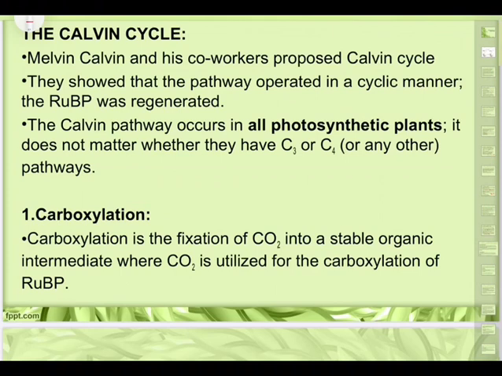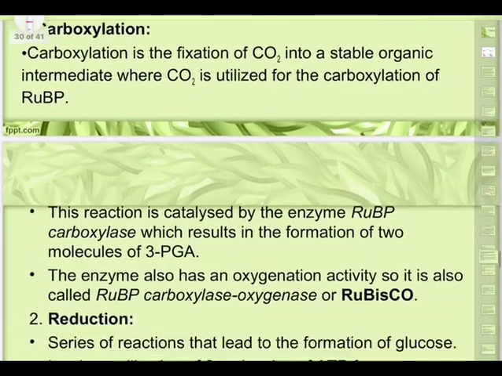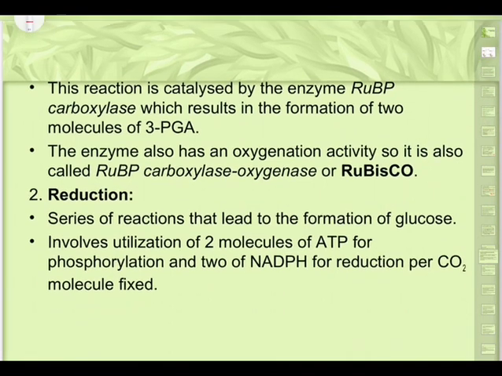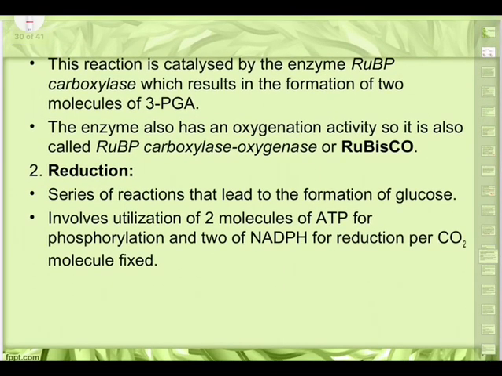Calvin and his co-workers proposed the Calvin cycle with these 3 steps. They showed that the pathway operated in a cyclic manner. As I said, RuBP was regenerated again and again. The Calvin pathway occurs in all photosynthetic plants. It does not matter whether the plant is a C3 or C4. So the first step is carboxylation. As the name suggests, carboxylation is fixation of CO2 into a stable organic intermediate, where CO2 is utilized for the carboxylation of RuBP, ribulose bisphosphate.